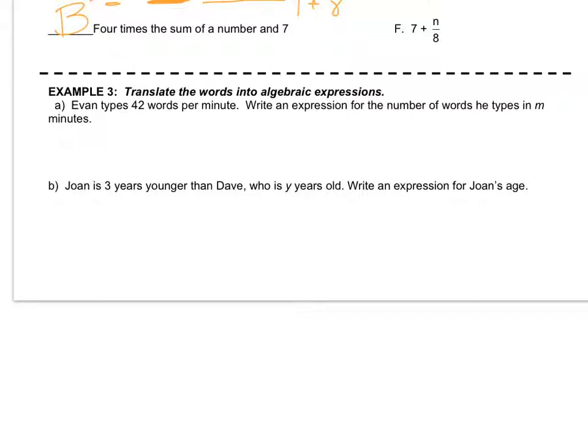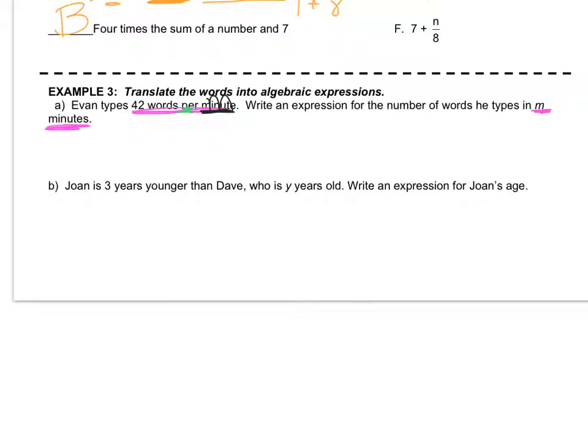Okay, so it says Evan types 42 words per minute. Write an expression for the number of words he types in m minutes. So it's telling us that M really stands for minutes. So right here, when you see minute, you know that really means M. Now, it's 42 words per minute. That word per means we're multiplying.